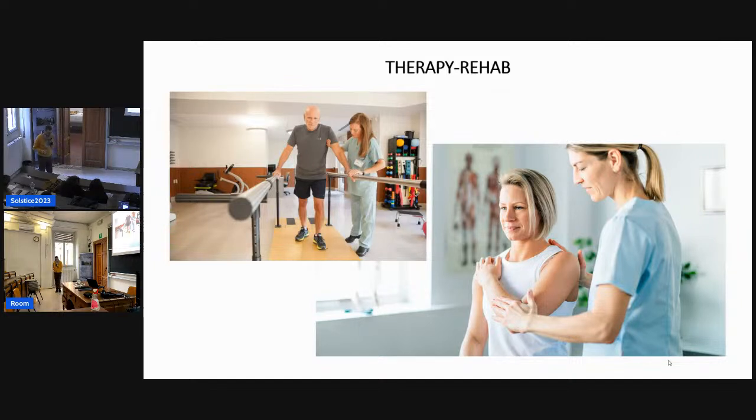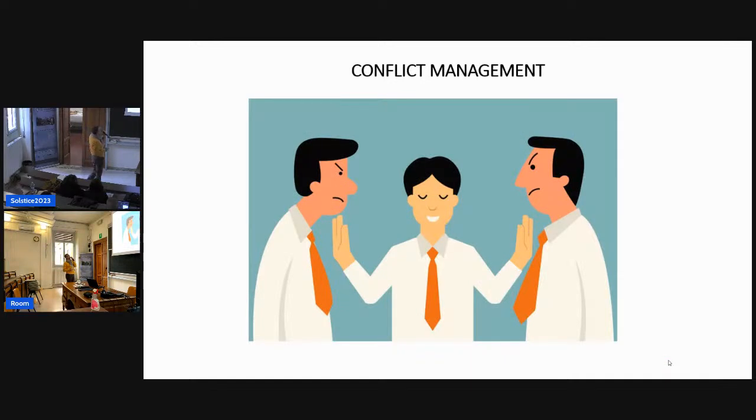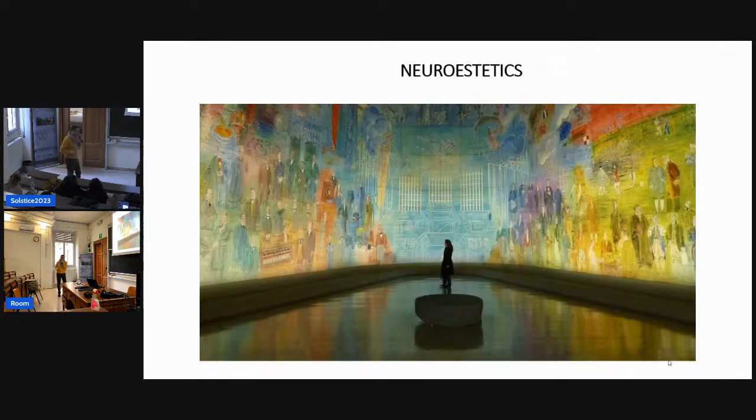We actually have some experiments with Dognocchi here in Florence to study therapy and rehab, also with some stimuli like arts, music, conflict management, neuroesthetics. We have a lab of neuroesthetics at the museum where we are studying, by using arts and music together, the effects of pieces of art on the individual.